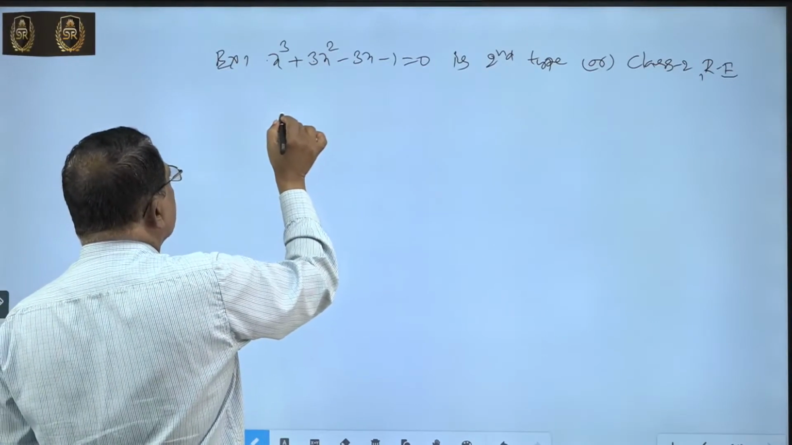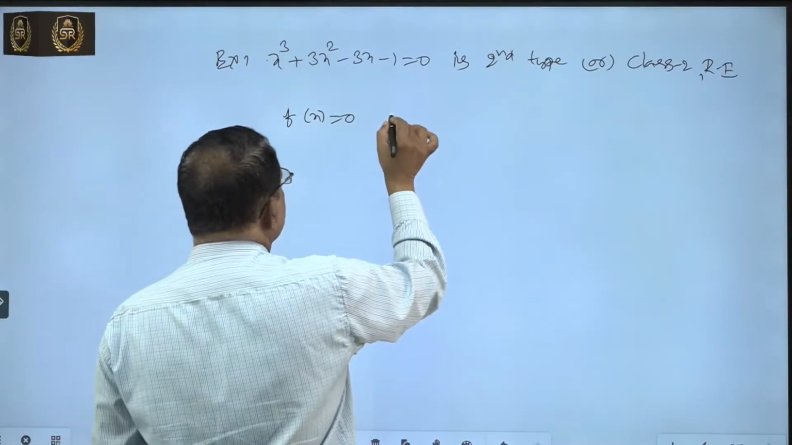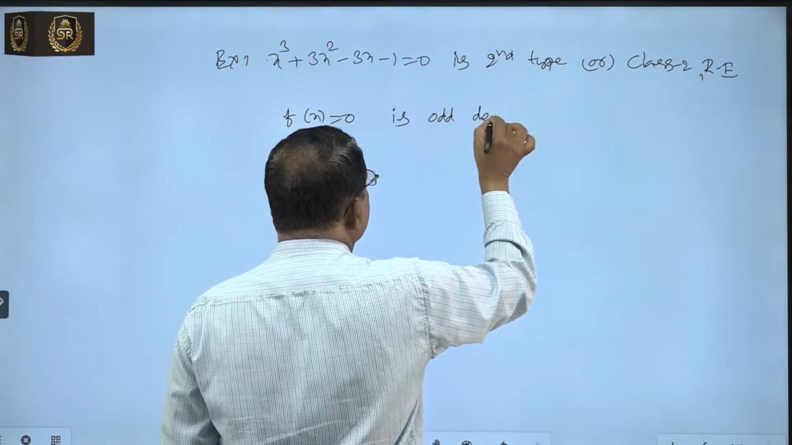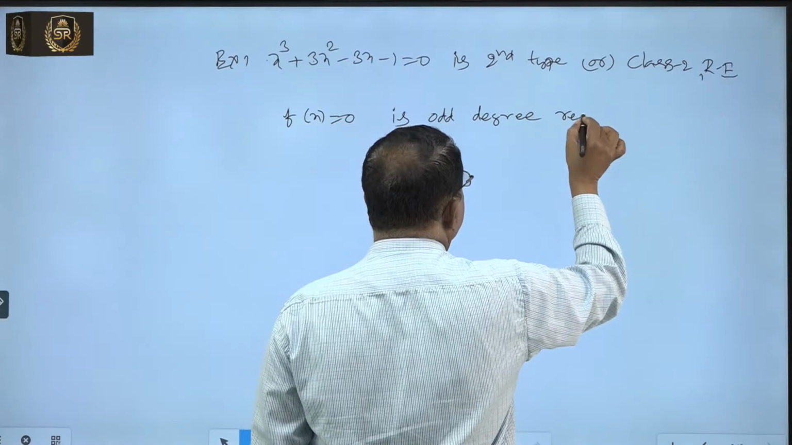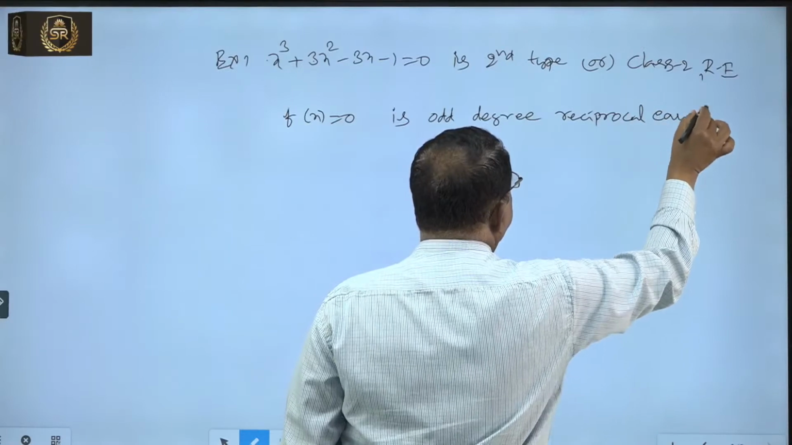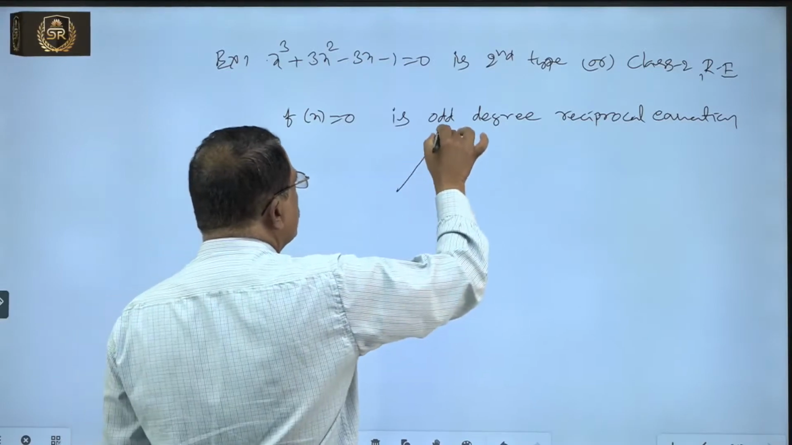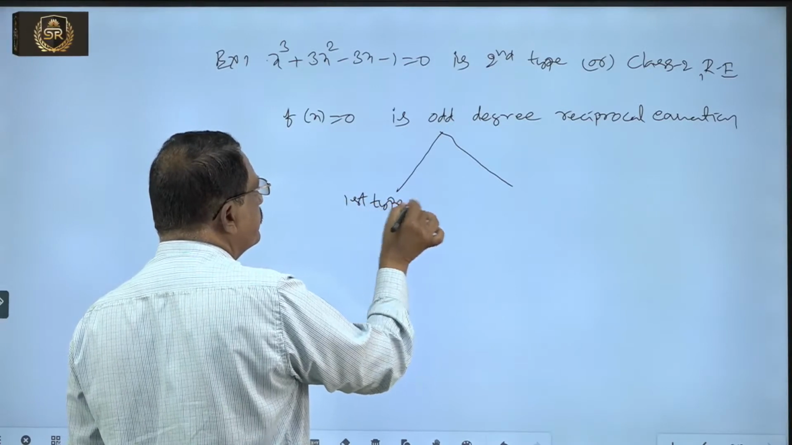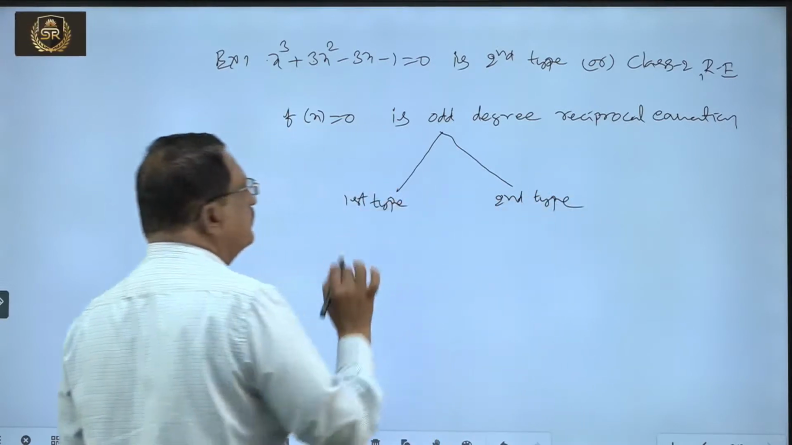Suppose f of x equals 0 is an odd degree reciprocal equation. In that, it may be first type or second type.